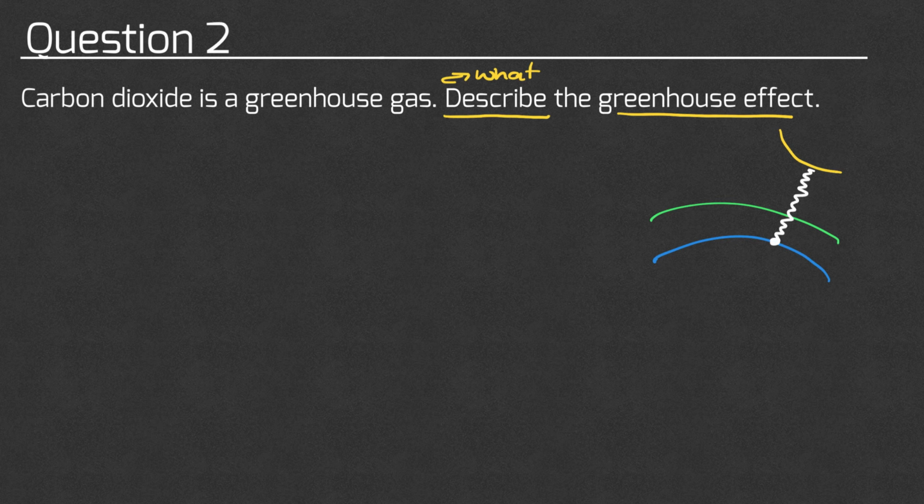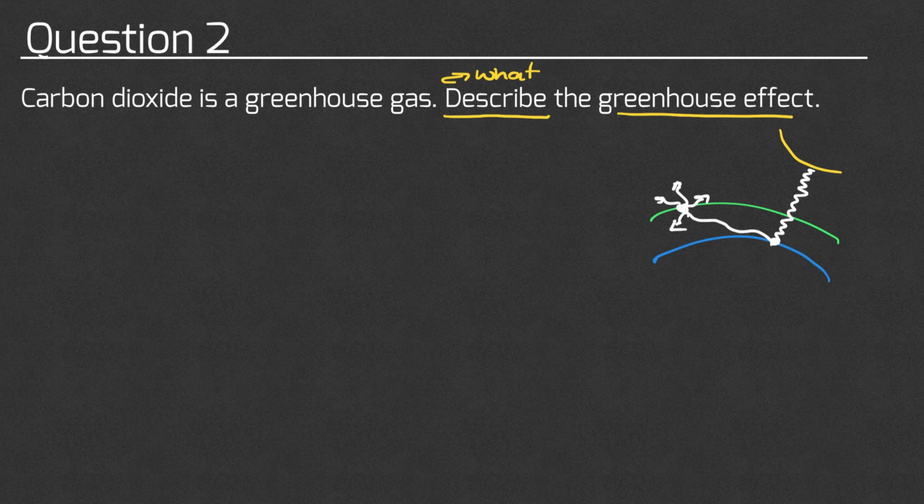The sun emits shortwave radiation, which passes through the atmosphere and is absorbed by the Earth's surface. This is then re-emitted as long-wave radiation, which is then absorbed by the greenhouse gases. They then re-emit this in every direction, causing the temperature to increase. So we can see how a little sketch like that can help us remember what this process is.